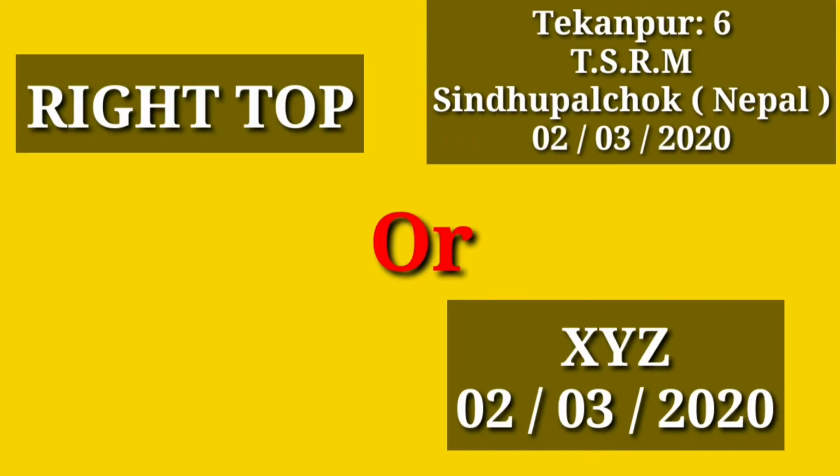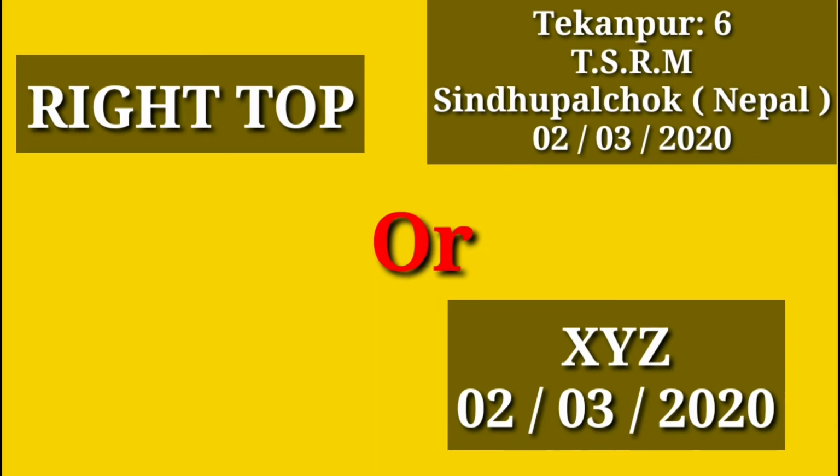Now start your answer with the full address including date, or XYZ including date, on the right top of your page. You have to write your full address or XYZ according to the requirement of your question. For the full address, you have to write your place, Dekanpur, ward number 6, TSRM, your municipality's name, Sindipalchok, your district's name, Nepal, your country's name, and finally the date 02/03/2020, or XYZ and date 02/03/2020.